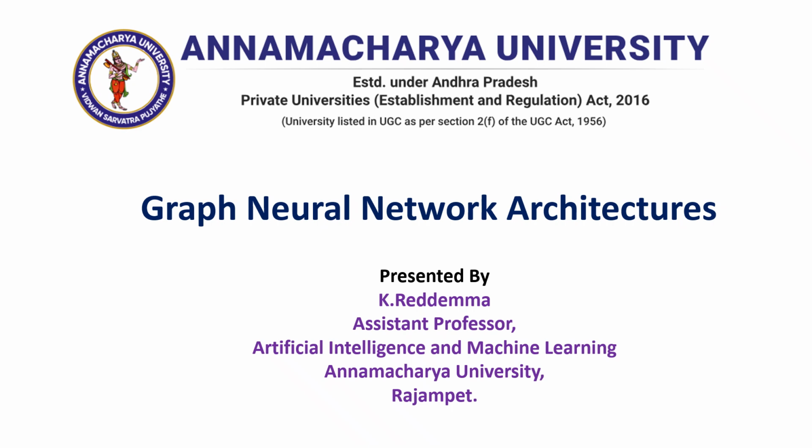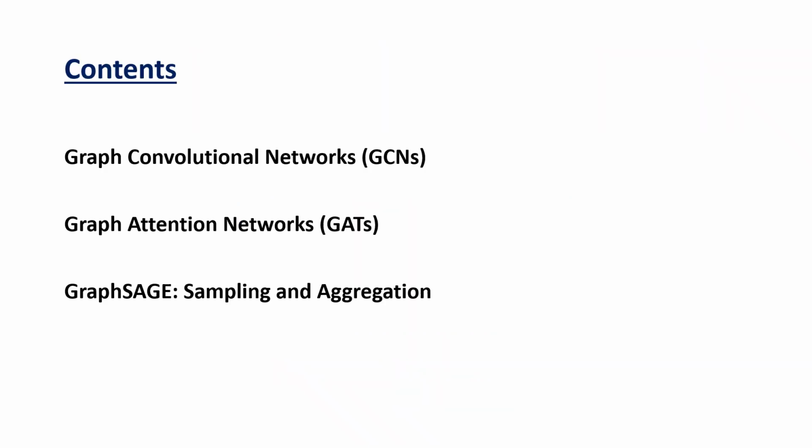Today I will discuss the graph neural networks architecture. First we have to know what a graph neural network is. Graph neural networks are deep learning models designed to operate on graph-structured data, unlike CNNs for grid-like images or RNNs for sequences. GNNs directly handle the nodes, edges, and their relationships.